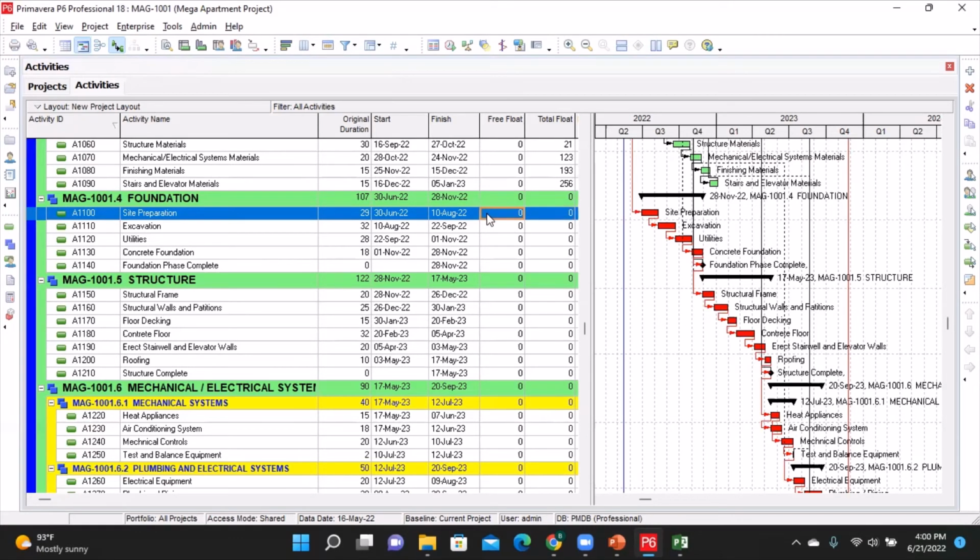Another way to identify activities that are on the critical path is through your Gantt chart. They are the ones that have red bars and they also have red relationship lines.